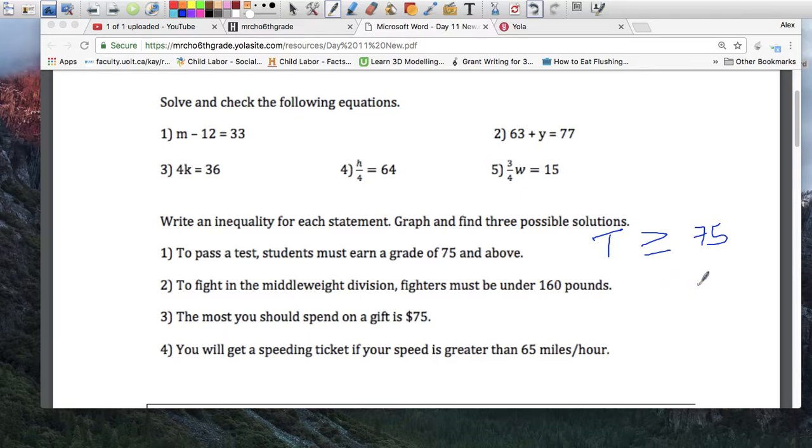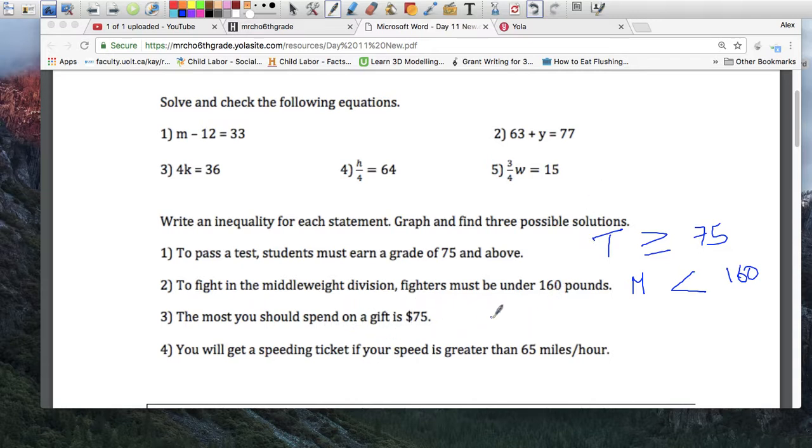To fight in the middleweight division, fighters must be under 160 pounds. Here's your middleweight division, okay? And here's 160 pounds. So do you have to be greater than 160 or under? In this case it's under. Can you be equal to 160? No, you can't. You have to be under.